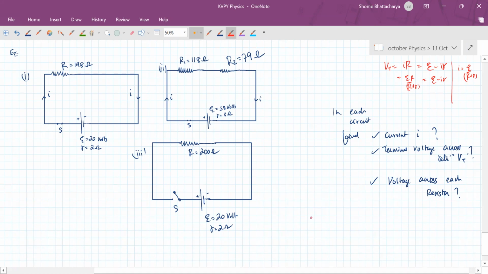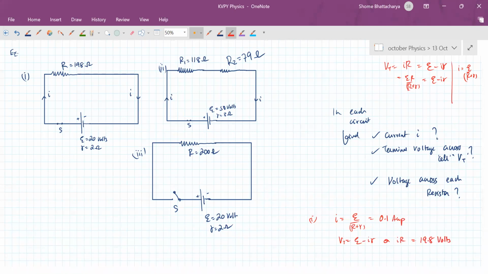Okay, so in the first case, you will get your current as E divided by R plus r. So that is 20 divided by 200. So that is 0.1 amperes. Okay. So you will get the terminal voltage. You can write it as 19.8 volts.